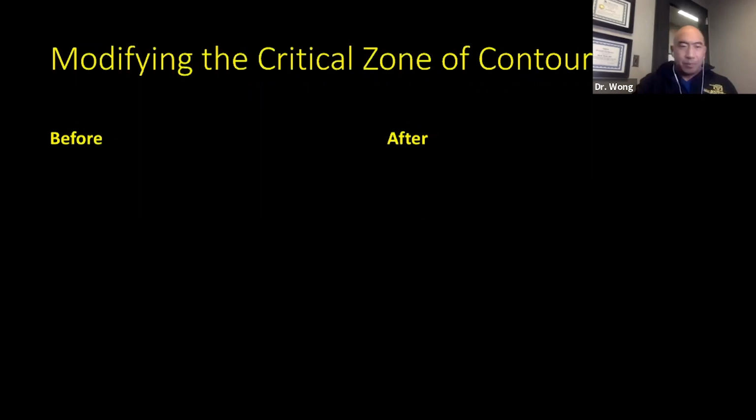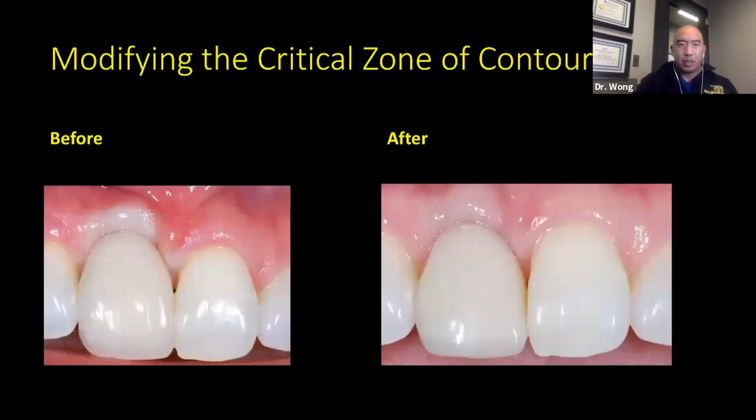So what we do is we focus on that critical zone of contour. We look at tissue training. We make better impressions, and voila, very, very simple. It's a very simple correction.